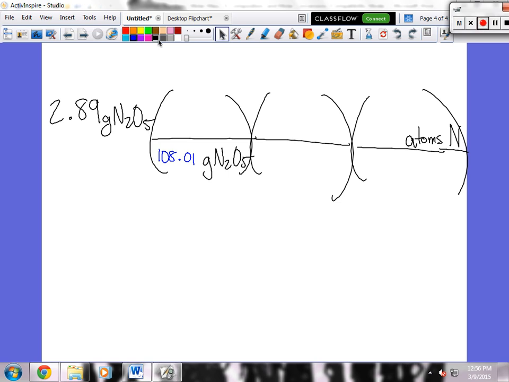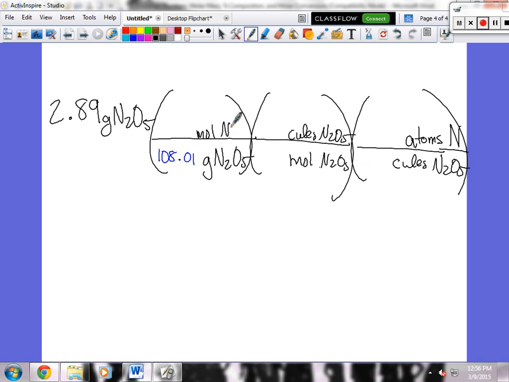So if you're starting at atoms of N, well, if I have N, I need to get to N2O5. Well, if I know atoms of N, what do I need to go to? I need to go to molecules. So molecules of N2O5. Well, if I don't want molecules and it's on the bottom, where does it have to go? It's got to go on the top. So molecules of N2O5. And what is the only way I can get from molecules to grams? Moles. So I need moles of N2O5. So do you agree? Do you see how I just worked it backwards? So if you know how to work it forwards, you should be able to know how to work it backwards. Now, I know that there, 6.02 times 10 to the 23rd.